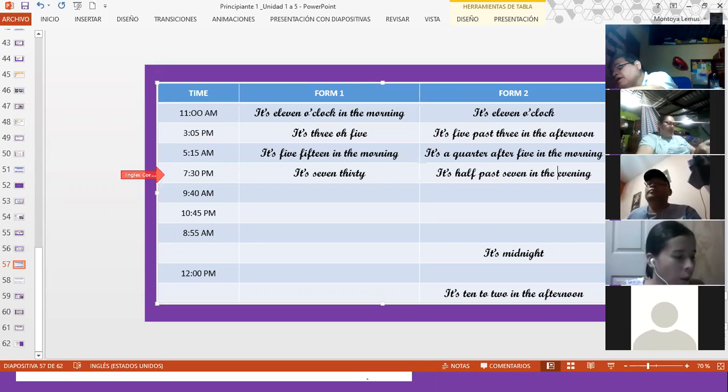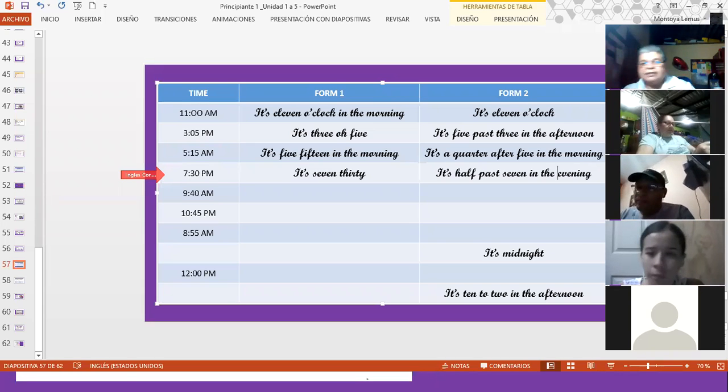Ah, quien dice, alguien no puede ingresar a la reunión. Siga intentando.